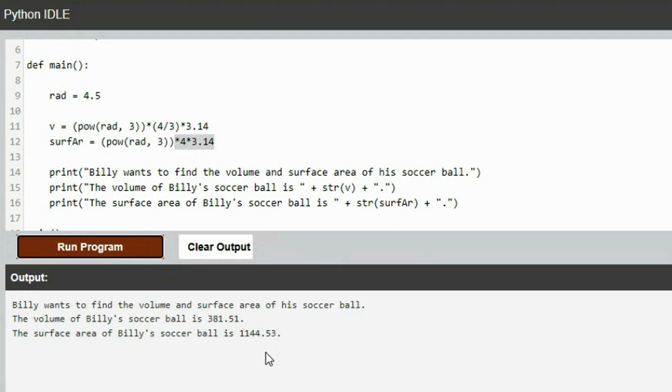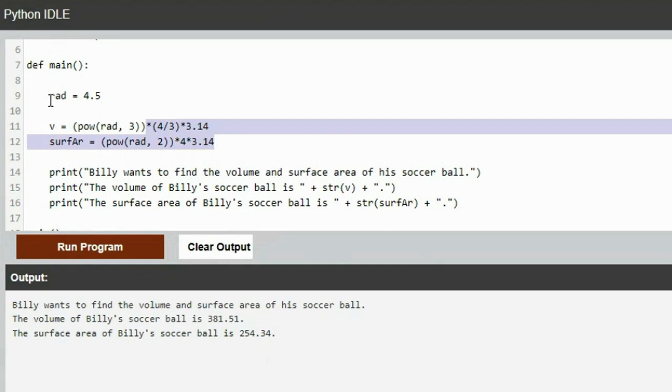Oh, no, we still got way off. Let's see where. Oh, because this is supposed to be squared. This was squared. I didn't change that to squared. Yeah, the radius squared times 4 times 3.14. Now it's the 254.34. So those are the correct calculations there. So that's what you're missing. You're missing a lot of your math and no input statement.